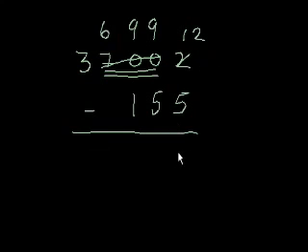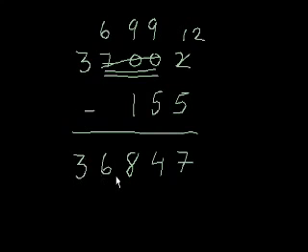12 minus 5 is 7. 9 minus 5 is 4. 9 minus 1 is 8. 6 minus nothing is 6. 3 minus nothing is 3. So there, we're done. The answer is 36,847. I think we could have time for one more problem.